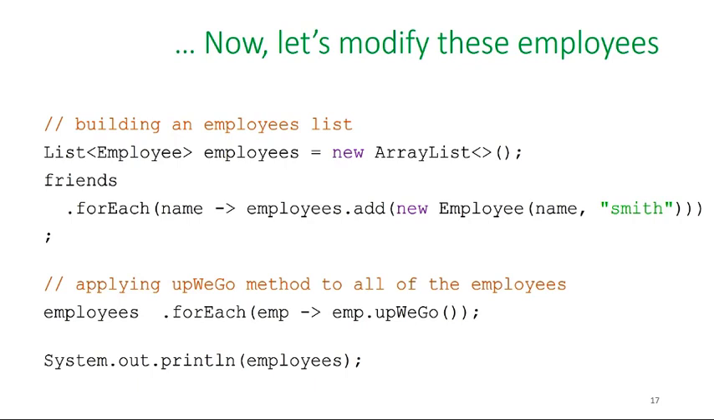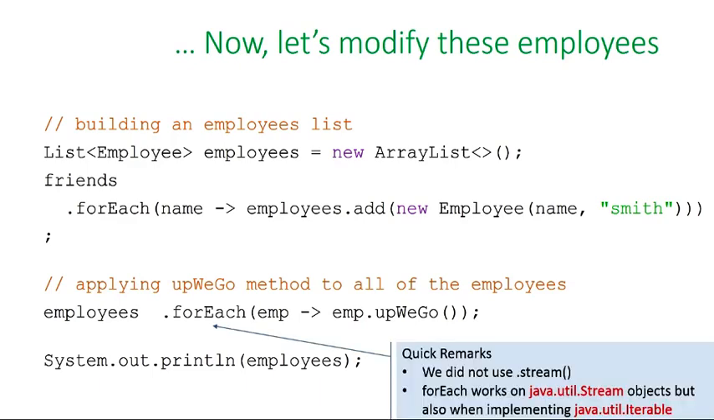And then we apply the upWeGo method. We don't even use streams here. There's no point, right? We are not going to transform a temporary data structure. We just call the forEach method provided by the collection framework. The list of employees is a collection. Apply to each element of that collection the following lambda expression: an employee is your parameter, and you call upWeGo on that employee. So you can have this kind of side effect. If you then display the employee collection, you are going to see that all the names have actually been modified to uppercase. I don't think there's anything new here.